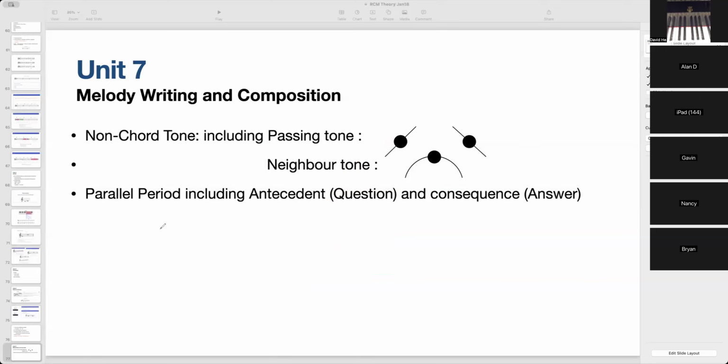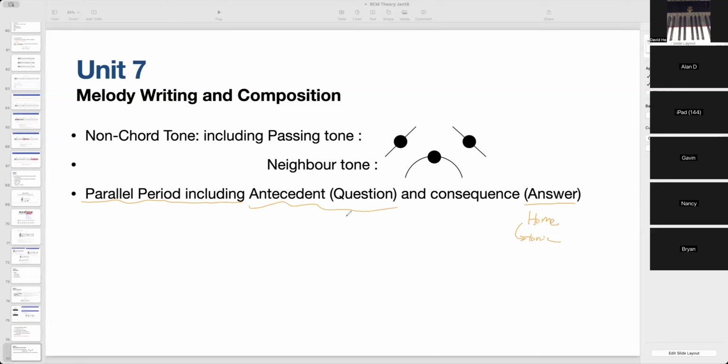The next one is pretty straightforward: the parallel period. I always ask you which one is the question and which one is the answer. That one is pretty much at the preparatory level, and you can see it because the ending always goes back to the home tone, which is the tonic. That's the answer. The rest of them can be considered questions.